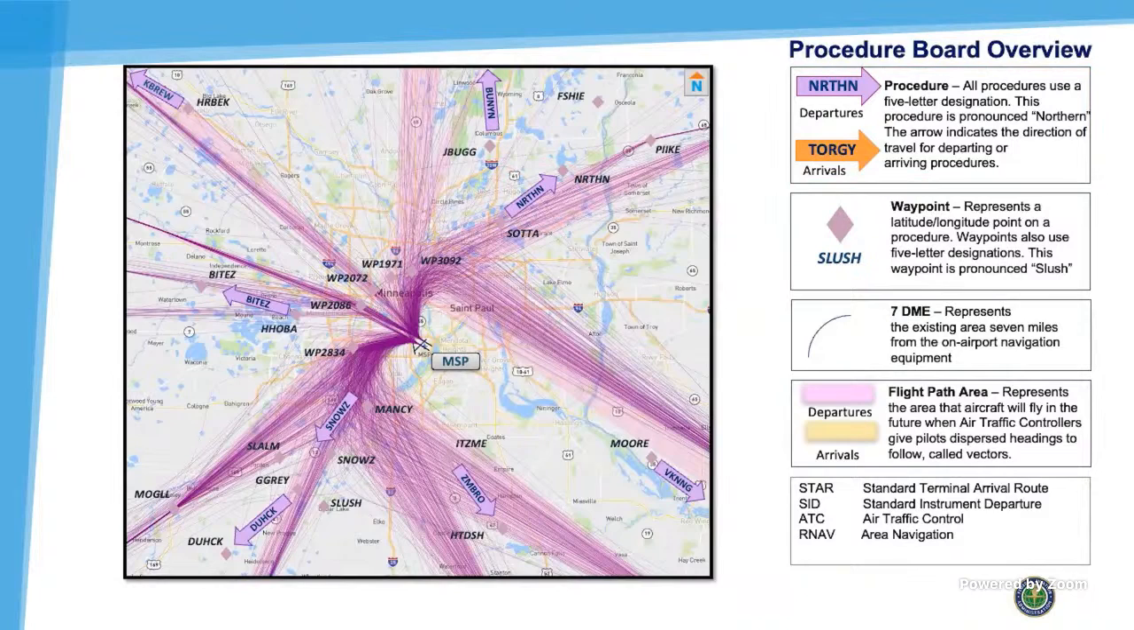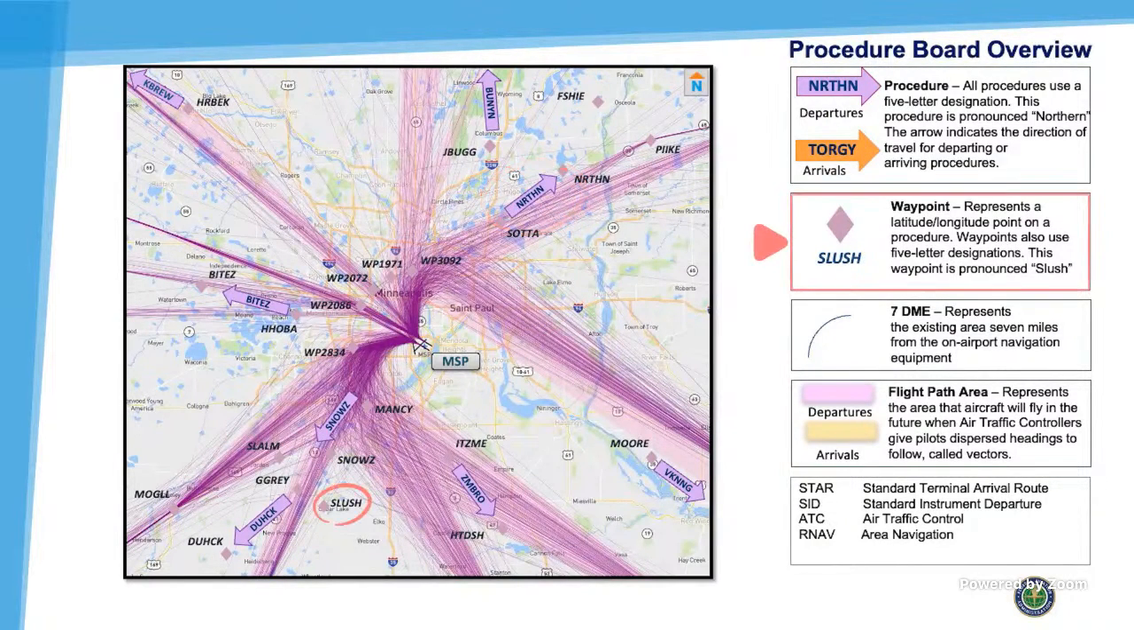For example, this board shows departures. These are called SIDs, or Standard Instrument Departures. The spelling of each departure procedure is limited to 5 letters. For example, the spelling of the NRTHN departure is pronounced northern.